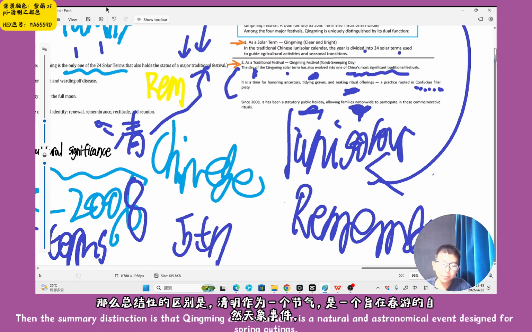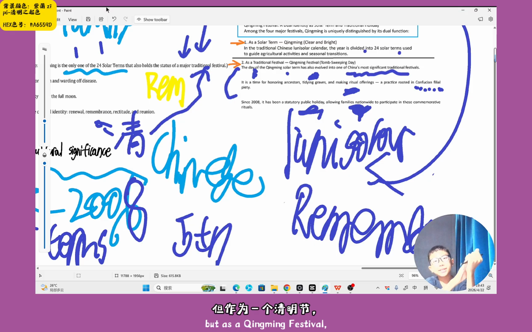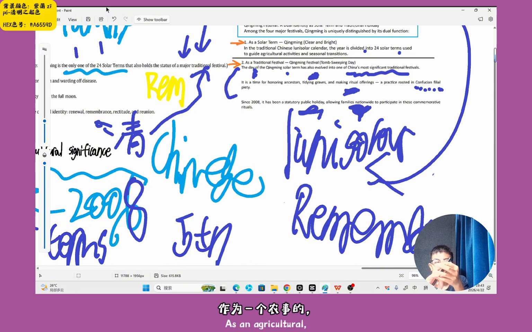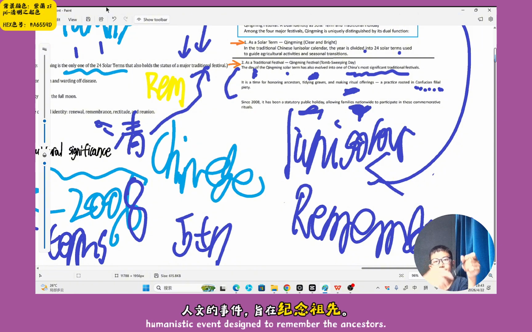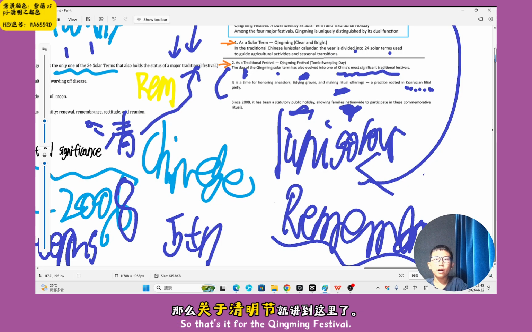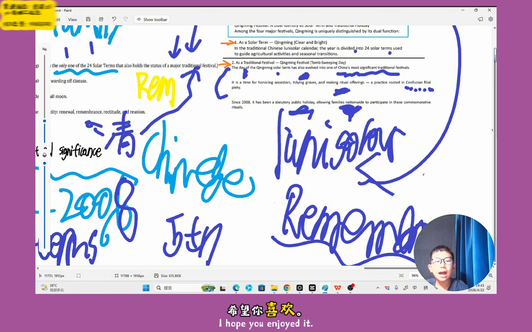And then the summary distinction is that Qingming as a solar term is a natural and astronomical event designed for spring outings, but Qingming Festival, the holiday, Qingming Jie, is a cultural humanistic event designed to remember the ancestors. And the convergence of these dimensions of Qingming is unparalleled in the Chinese calendar. So that's it for the Qingming festival. I hope you enjoyed it.